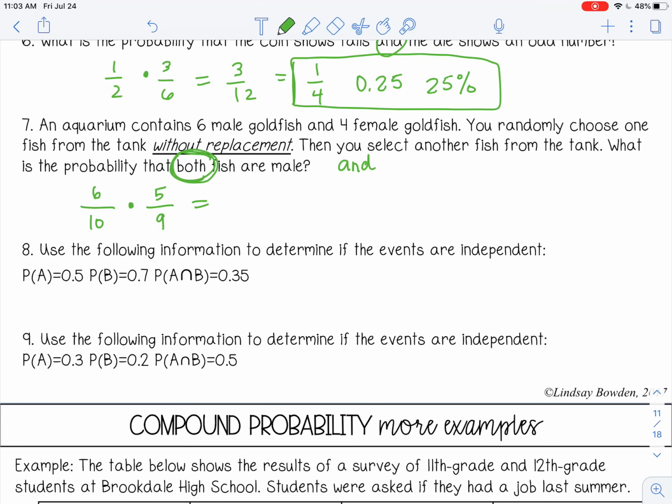All right, so let's see what we get here. That would be 30 out of 90, or 1/3, 0.33 or 33%.